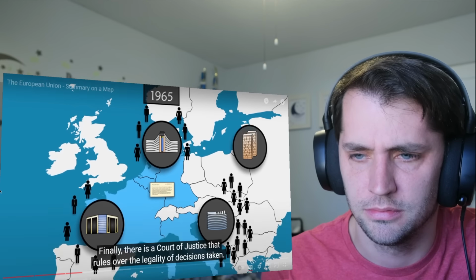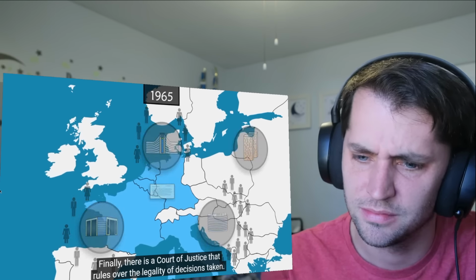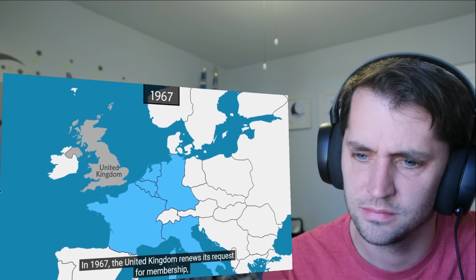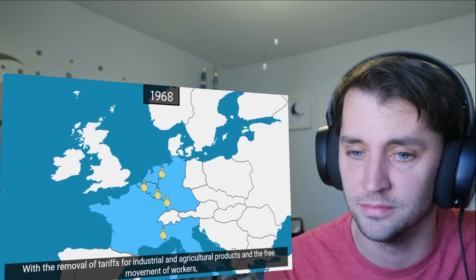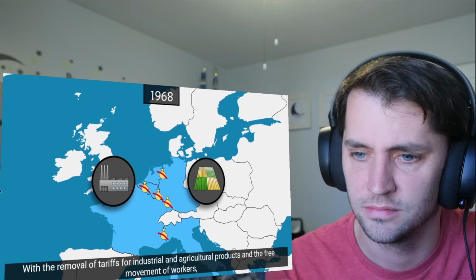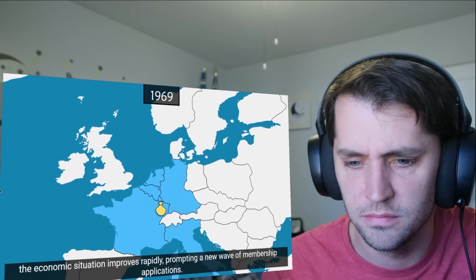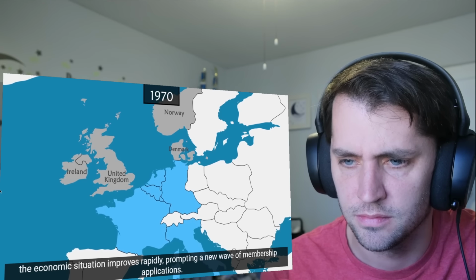Finally, there is a court of justice that rules over the legality of decisions taken. In 1967, the United Kingdom renews its request for membership, which France opposes a second time. With the removal of tariffs for industrial and agricultural products and the free movement of workers, the economic situation improves rapidly, prompting a new wave of membership applications.